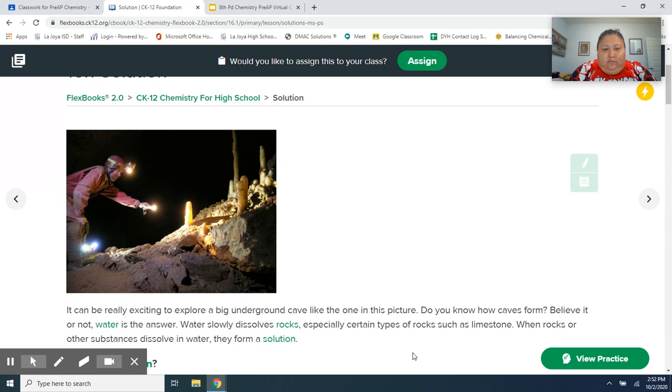It can be really exciting to explore a big underground cave like the one in this picture. Do you know how caves form? Believe it or not, water is the answer. Water slowly dissolves rocks, especially certain types of rocks such as limestone. When rocks or other substances dissolve in water, they form a solution.